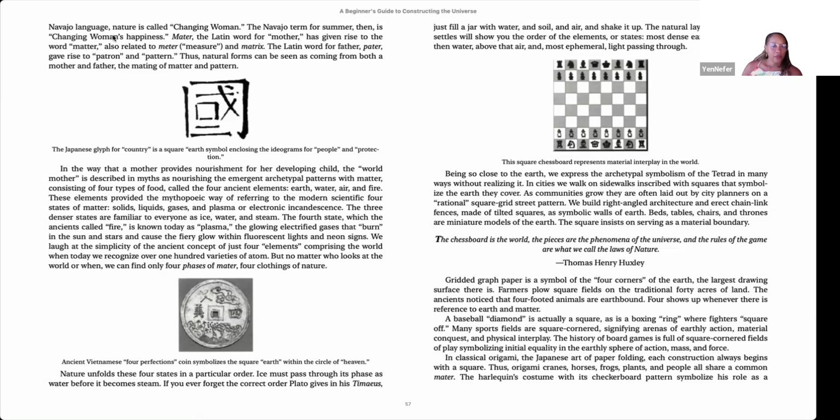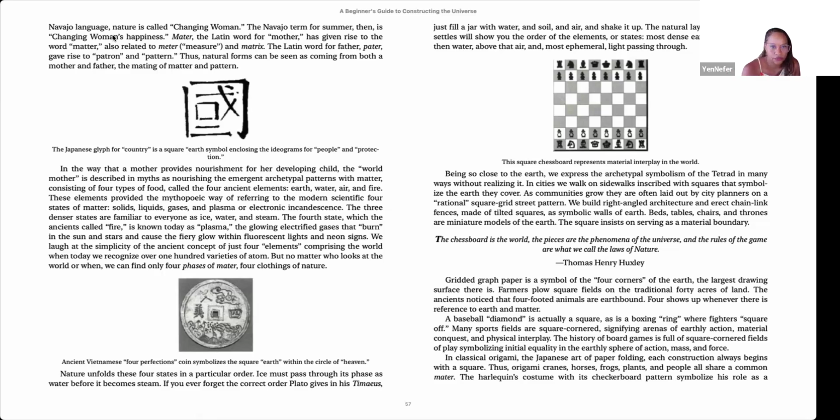In the way that a mother provides nourishment for her developing child, the world mother is described in myths as nourishing the emergent archetypal patterns with matter, consisting of 4 types of food called the 4 ancient elements: earth, water, air, and fire. These elements provided the mythopoeic way of referring to the modern scientific 4 states of matter: solids, liquids, gases, and plasma, or electronic incandescence.